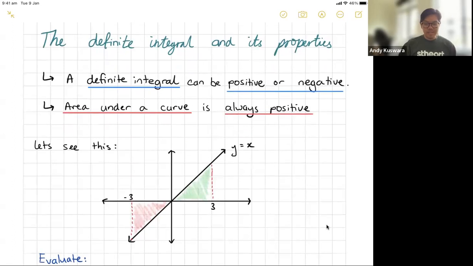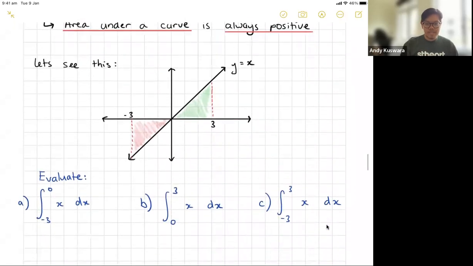I'll just touch on this now, I won't go into depth, but when we start talking about area under a curve, area is always positive. Okay, so an integral can be negative, can be positive, but if I'm finding the area under a curve, it's always going to be positive. Now, let me show you an example of how that works. Let's take a look at this.